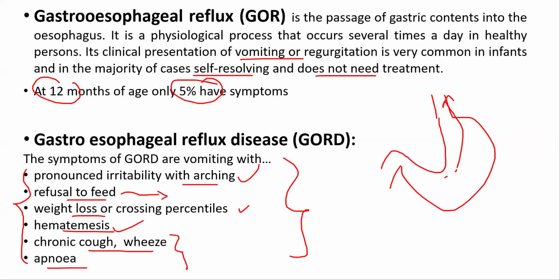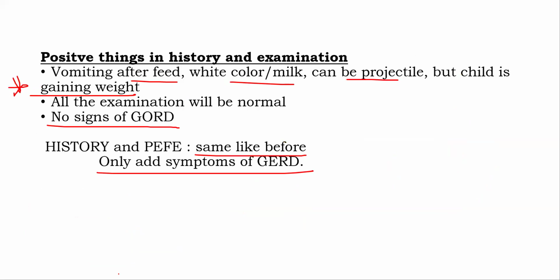You can ask these two questions: has he got a cough for a long time, and also have you noticed that he stops breathing for a few seconds at night? So stopping breathing for a few seconds while sleeping, that's apnea. So a few questions of gastroesophageal reflux disease you will have to add. Okay? Otherwise, history and physical exam is exactly the same as the format.